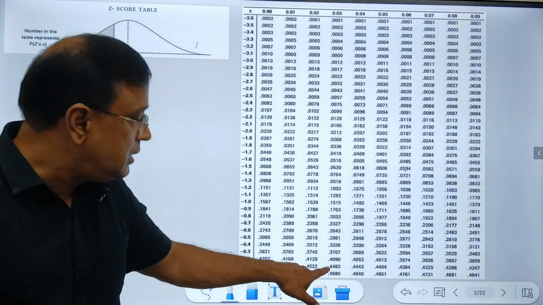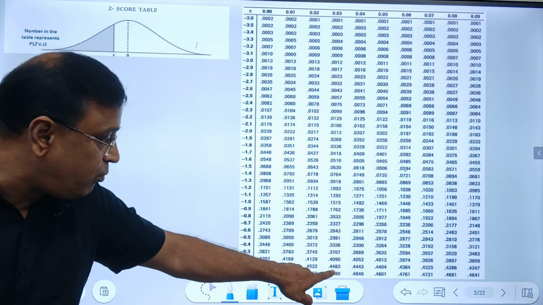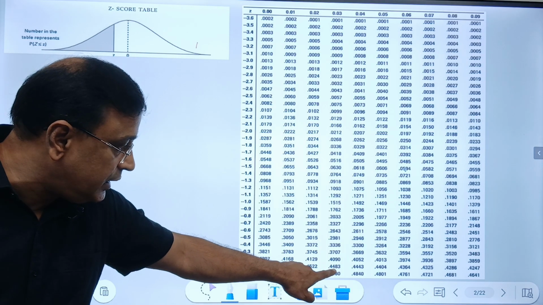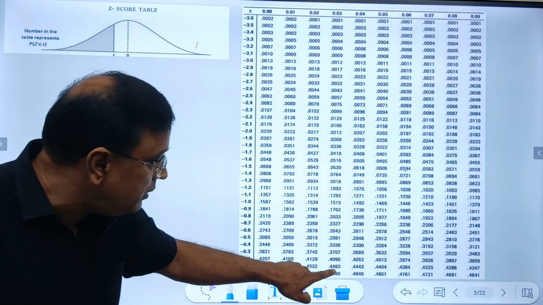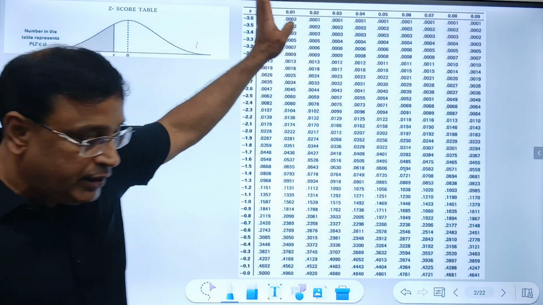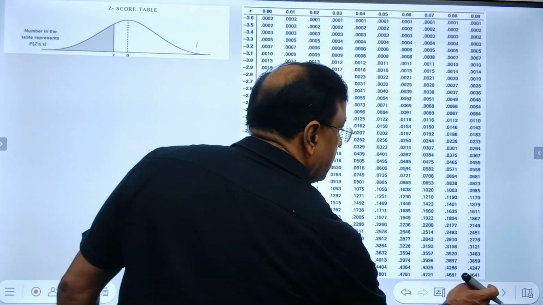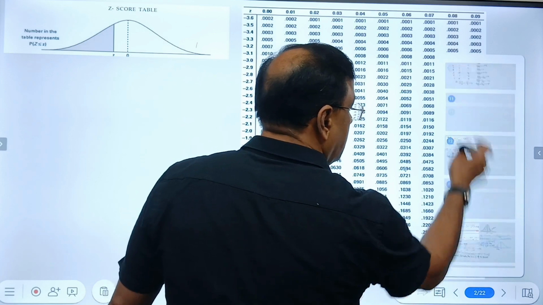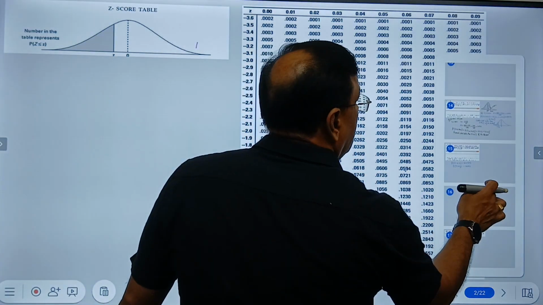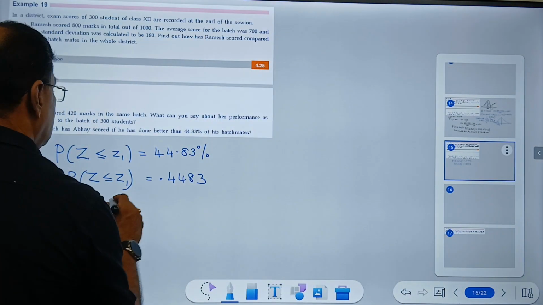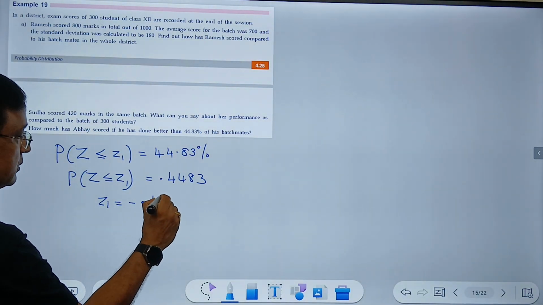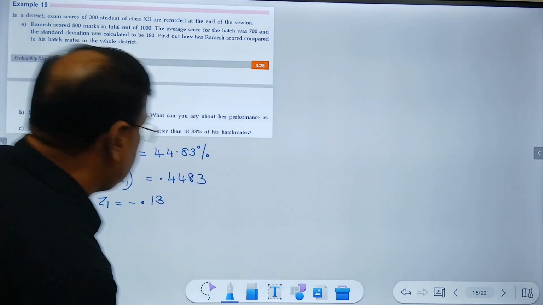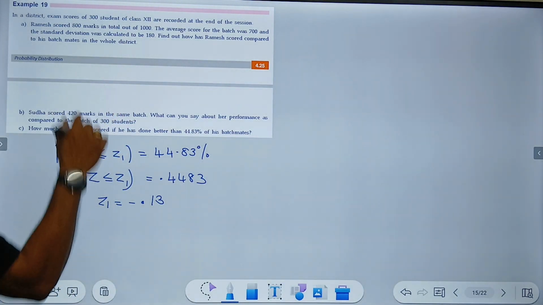Look at this. You have to look inside the area. 0.4483 is here, which is minus 0.13. Okay, which is Z1 is minus 0.13. This is a Z, but I want to find the corresponding X value.